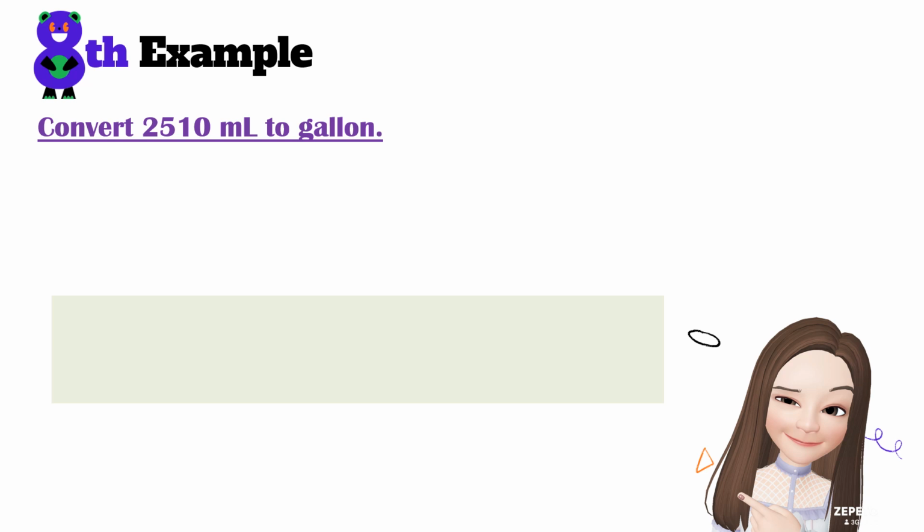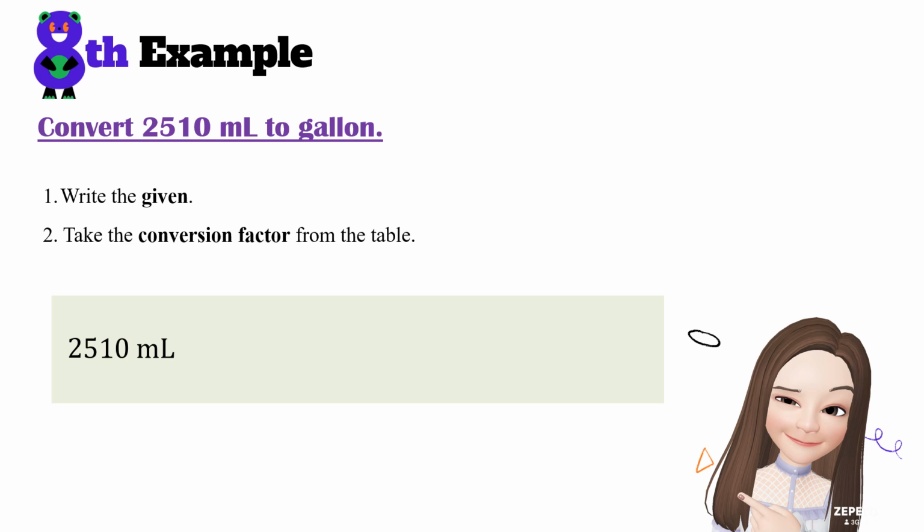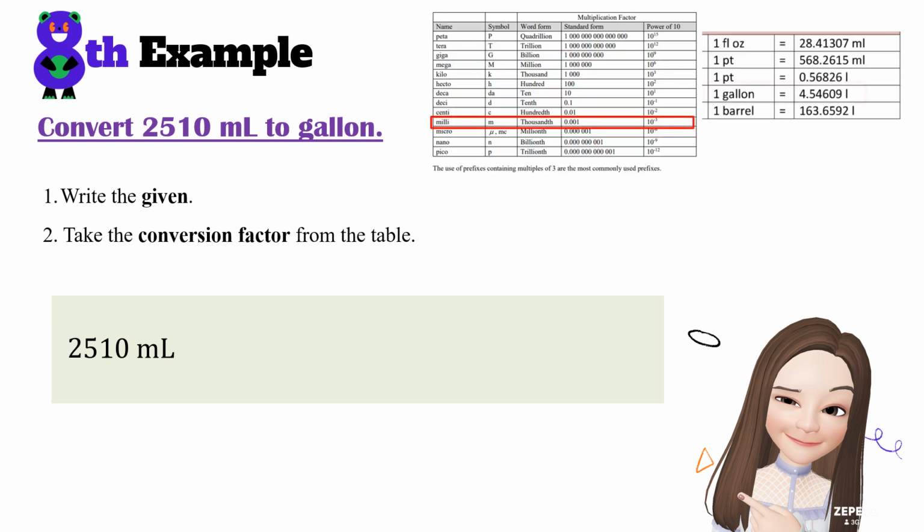For the 8th example, we are going to convert 2,510 milliliter to gallon. Okay, so you write first the given, that's 2,510 milliliter. So now take the conversion factor from the table. You have 1 milliliter is equivalent to 10 raised to negative 3 liter, and 1 gallon is equivalent to 4.55 liters.